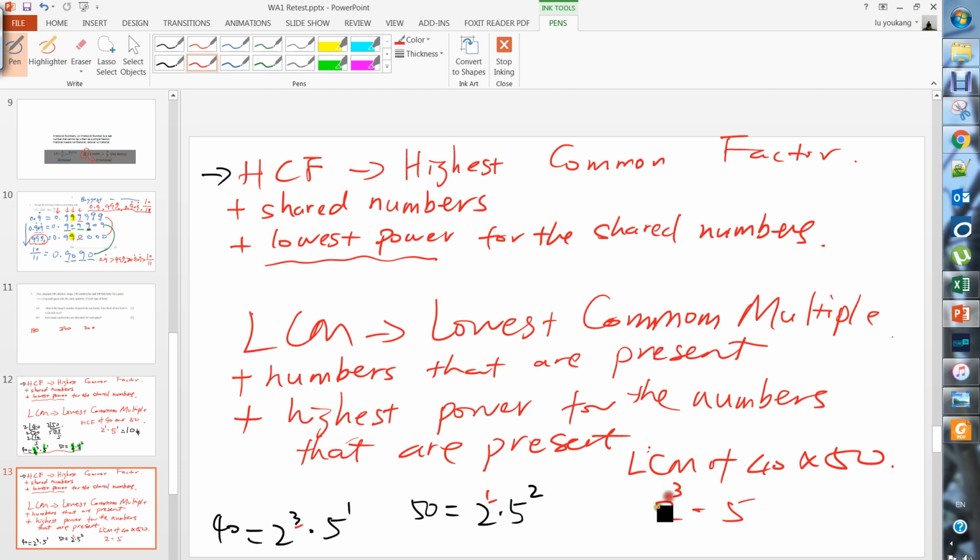So you choose 3, because 3 is higher than 1. So between this 1 and 5, you choose what? You choose 2, because you need to choose the highest power for LCM. So therefore 2 to the power 3 is what? 8. And then this is 25, and the answer is 200. So that's the LCM for 40 and 50.